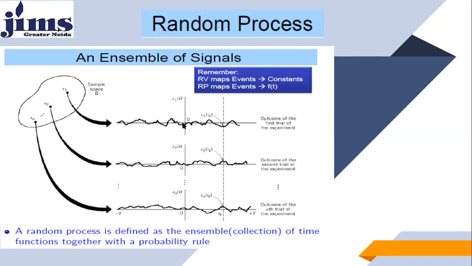And if you take the mean of all these readings, all 3 readings or 4 readings or 5 readings, then that becomes the ensemble mean. Is that clear? So ensemble comes when you fix the time, and if you sum all the readings and divide by the number of readings that you take for the summation, then it becomes the ensemble mean. So a random process is also defined as the ensemble collection of time functions together with the probability rule.